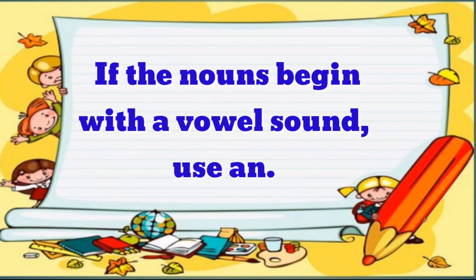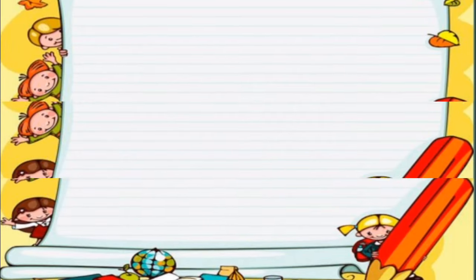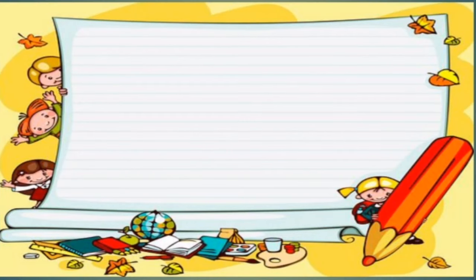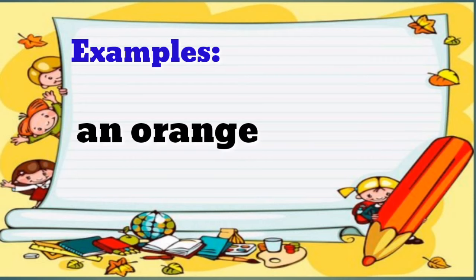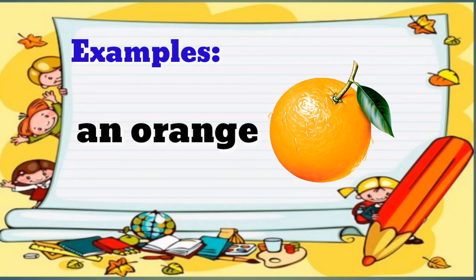If the nouns begin with a vowel sound, use an. Kapag ang pangalan ay nagsisimula sa patinig, gamitin ang an. Examples: an orange. Orange is a noun that starts with a vowel O. That's why we're going to use an orange.